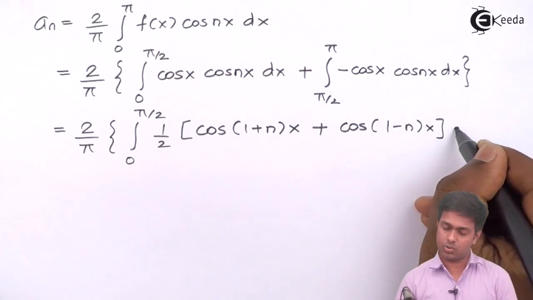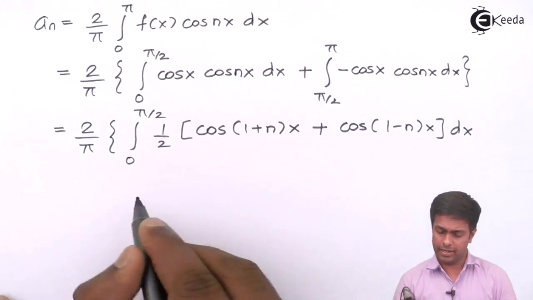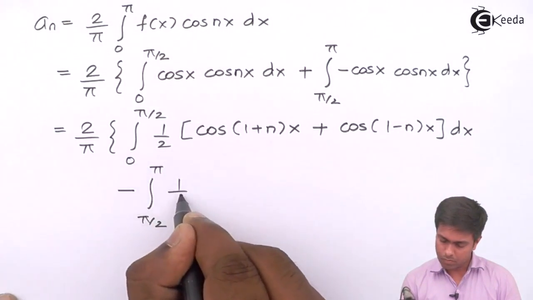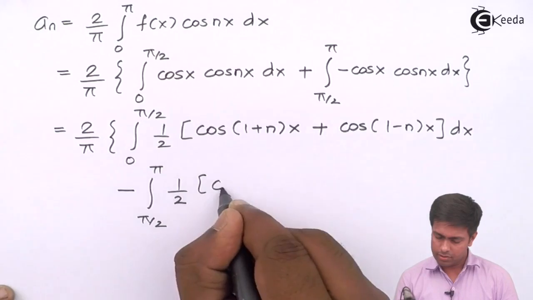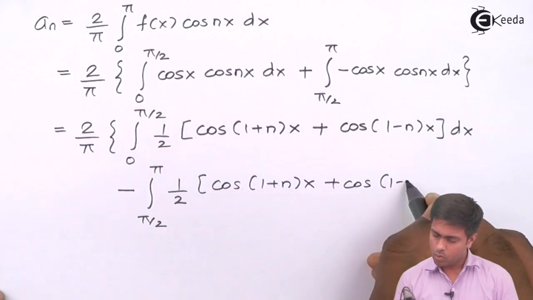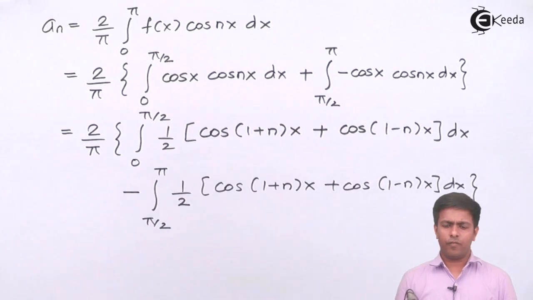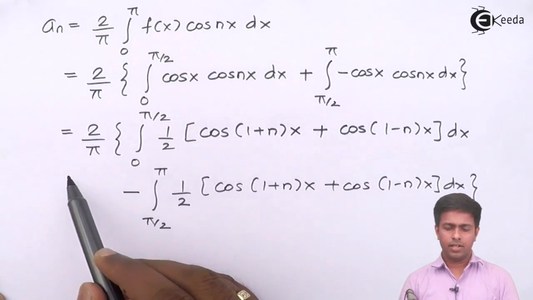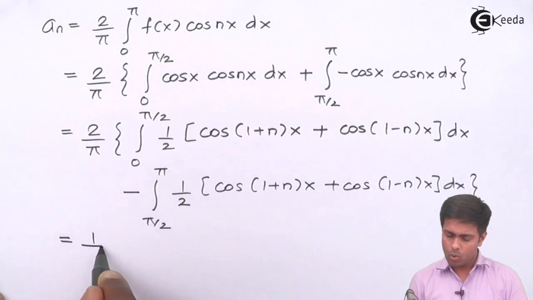So guys, I am sure you understood this formula. Next one, plus minus will be negative, pi by 2 to pi, again half, and here we will get cos of 1 plus n into x plus cos of 1 minus n into x dx. Now from the first and second term I can take 1 by 2 common and outside, so that 1 by 2 will be cancelled with this 2 and we will get only 1 upon pi.